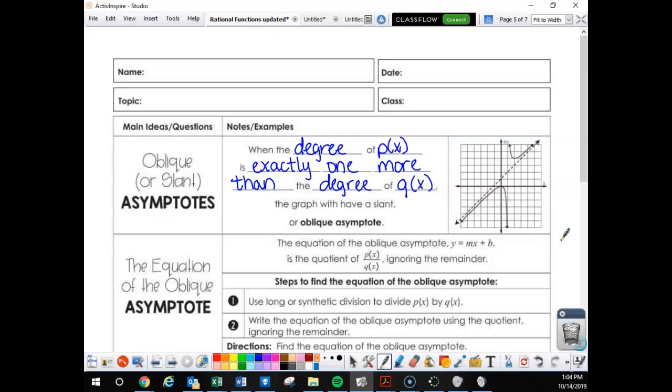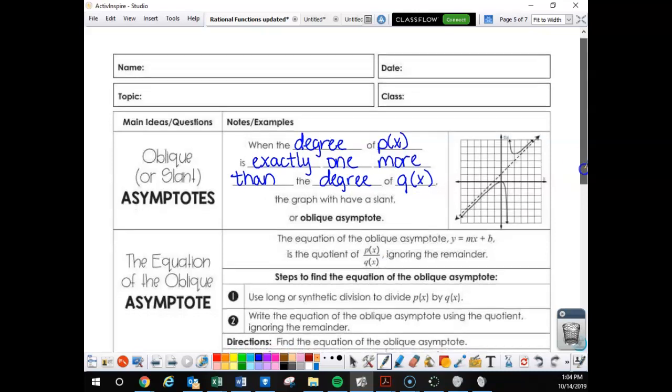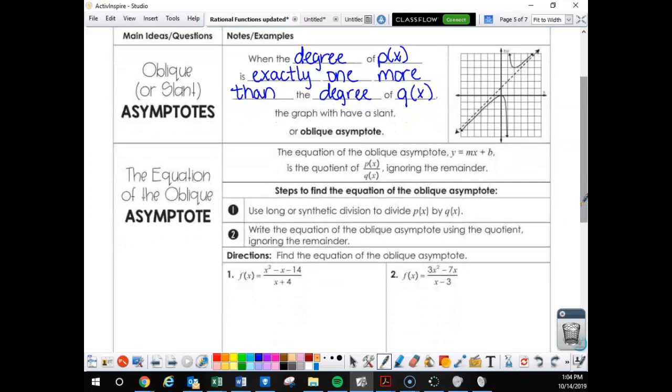And so again, our quotient is going to be P of x over Q of x. So basically, our numerator has to be a greater degree than our denominator by 1. And then we will end up with a linear asymptote, and it's going to be in the form of y equals mx plus b. Right? And the way we find this is we've done this before. We're going to use long division.